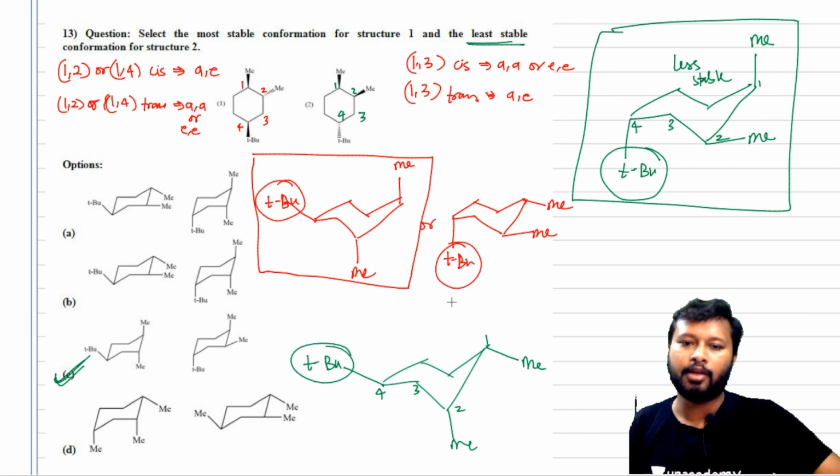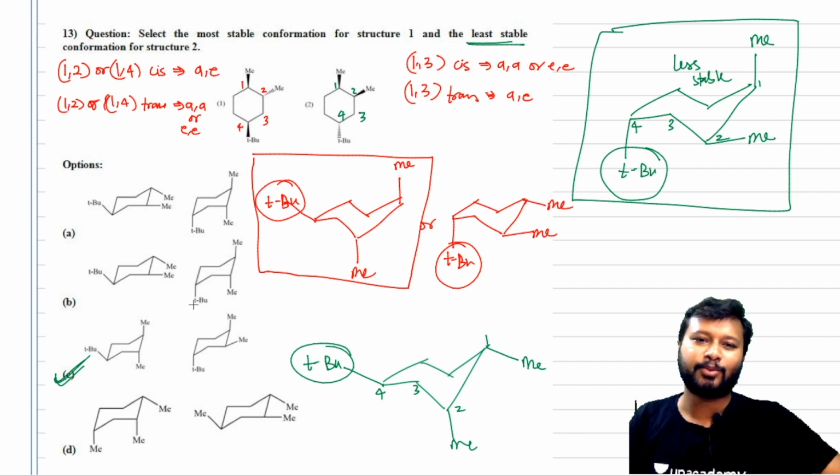So this is going to be the most stable conformation for the second one, which is not given in any of the options, I guess. According to the question, the most stable conformation of the first is here and the least stable conformation of the second is here, and that's why option C is the correct option for this. All right, I hope this is clear to you.